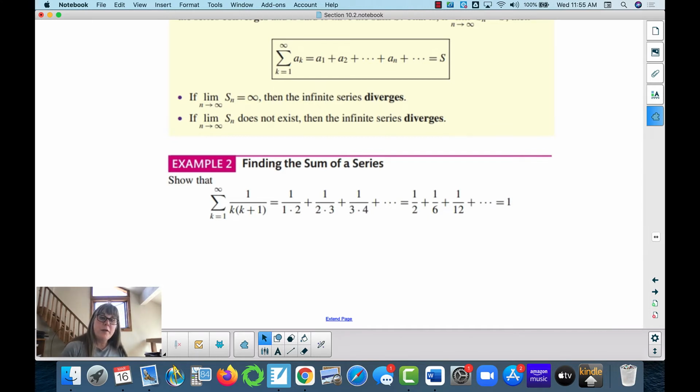So in this example, if I want to find the sum of this series, you'll notice that when we plug in the different numbers for k, we get 1/1 times 2 plus 1/2 times 3 plus 1/3 times 4, and so on. So S sub n is going to be equal to 1 over n times n plus 1 each time.